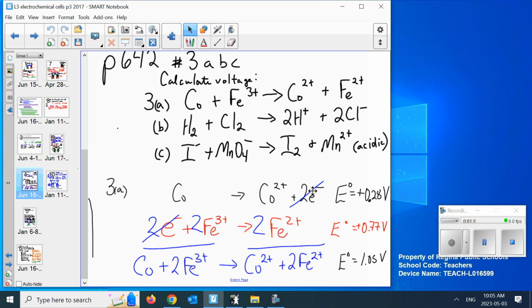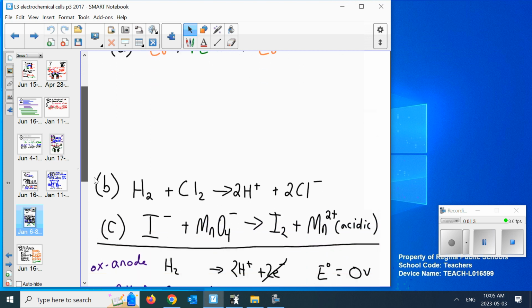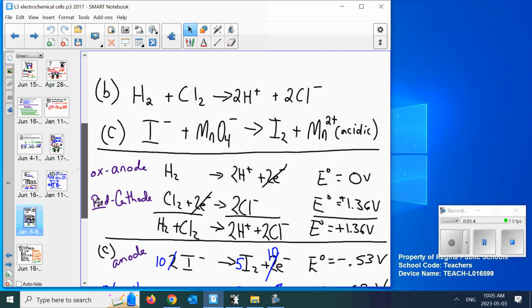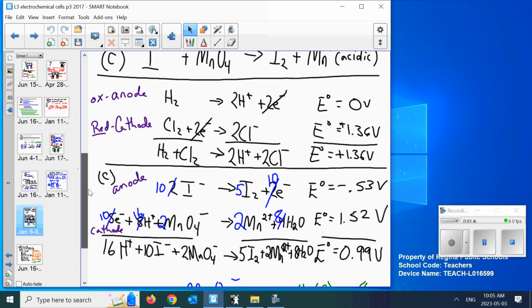3A? So, the other one, H2 plus Cl2 and the I negative in the permanganate. Okay. That we did already. Well, B, I have it up here. And I'll put up C as well. Let's see here. H2 plus the 2H. That's the half reaction. And it has a 0.